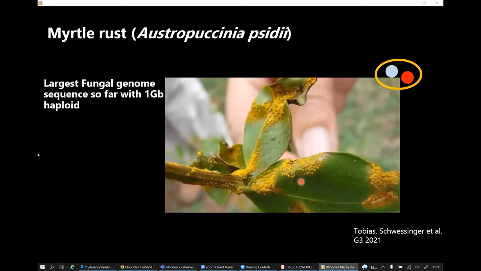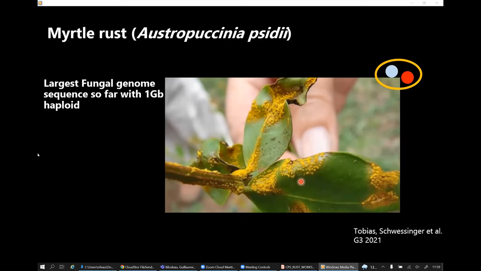So, a quick switch to myrtle rust. Myrtle rust is the biggest fungal genome sequence assembled so far. And it was a good effort at the time. We have a new version out, which is definitely better. At the time, it was really, really challenging because of some genome characteristics that I will show you now. But I think it was a milestone.